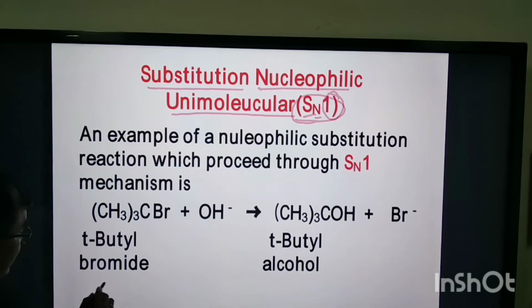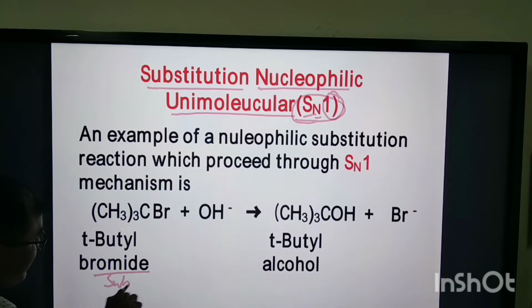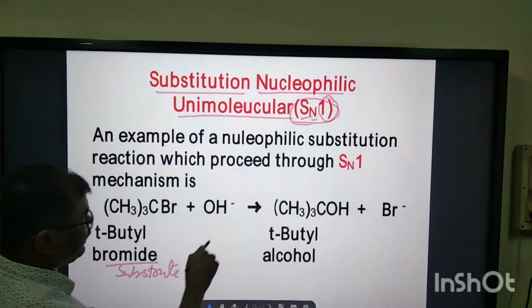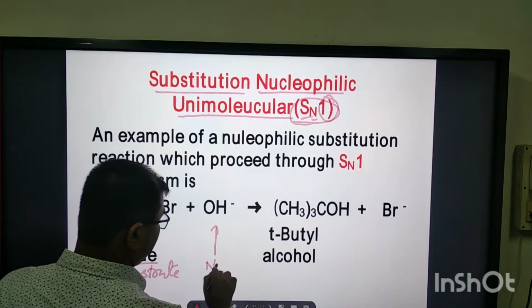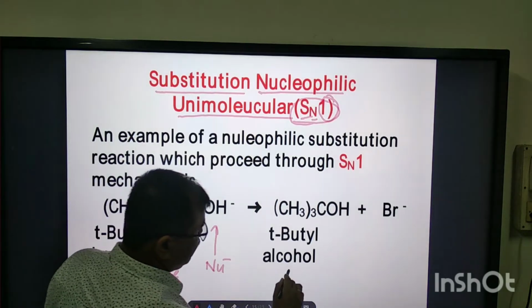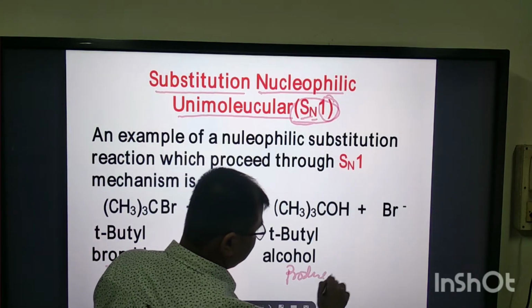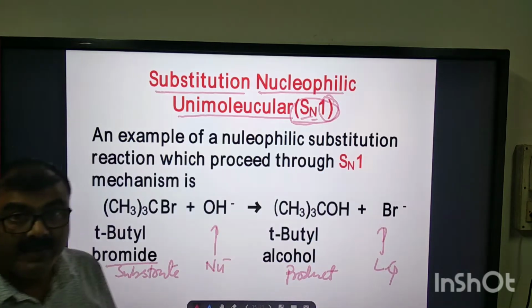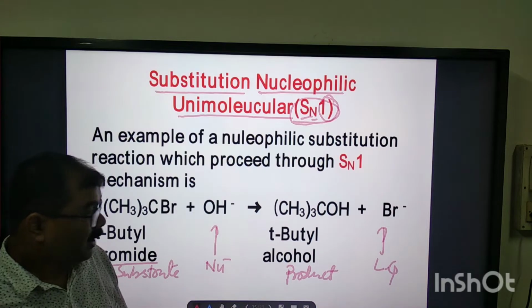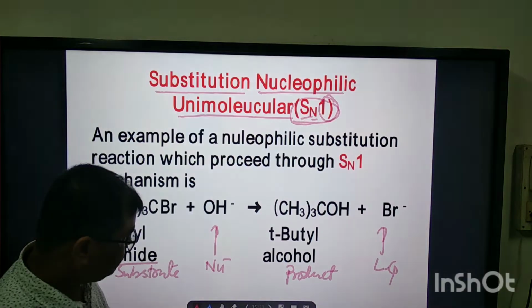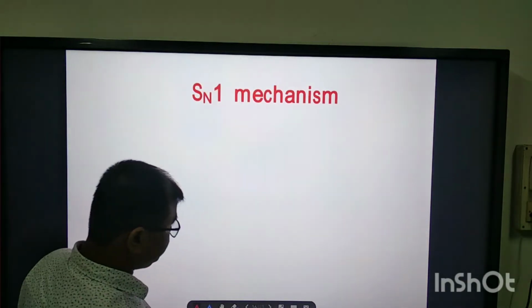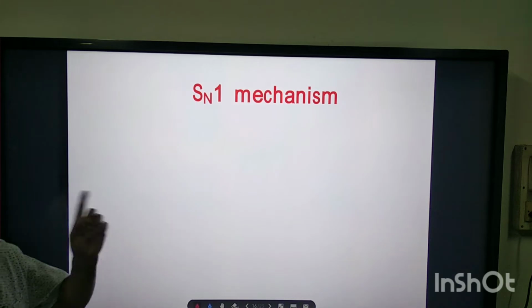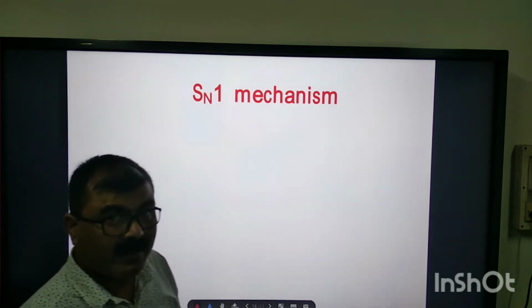So here, this is the substrate, this is the nucleophile, this is the product, and this is the leaving group. So how to write the mechanism for this? How to write the SN1 mechanism?